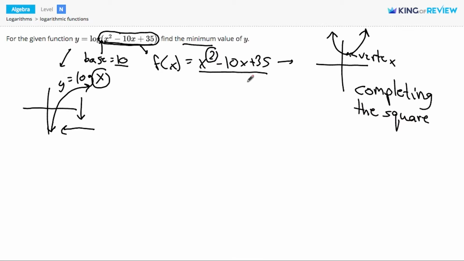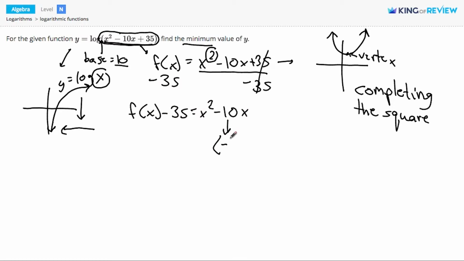So we start by getting rid of this 35, subtracting it on both sides. So we have f of x minus 35 equals x squared minus 10x. Then we take this number in front of x, the coefficient of x, negative 10. We divide it by 2 and square it. Negative 10 divided by 2 is negative 5, and negative 5 squared is 25. So what we do is we take that number 25 and we add it on both sides. So on the left we have f of x, negative 35 plus 25 is minus 10.